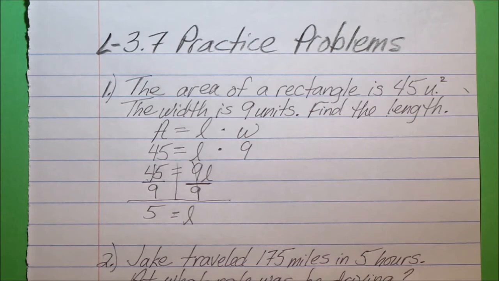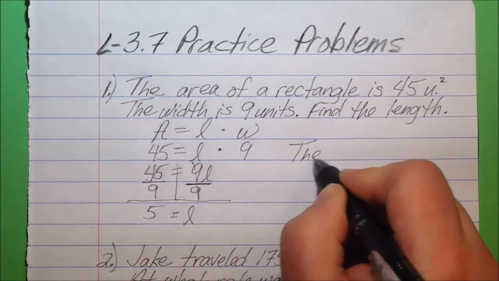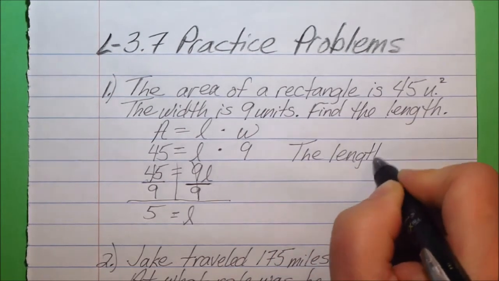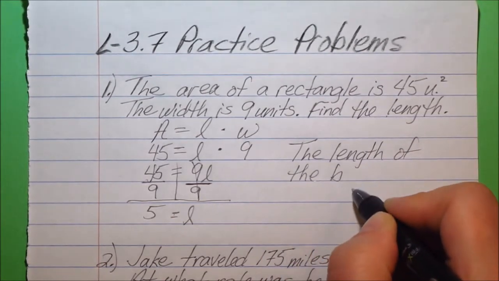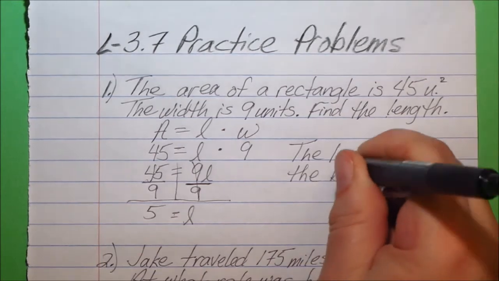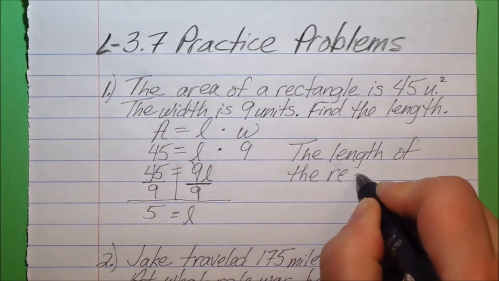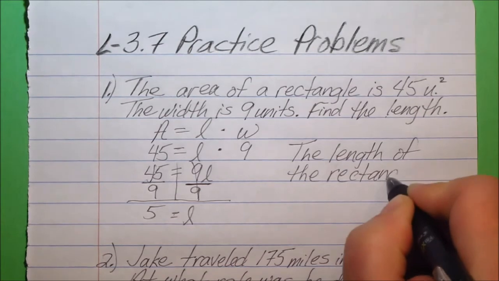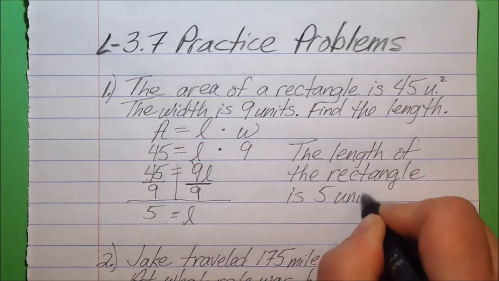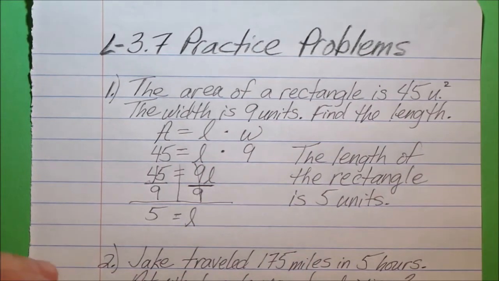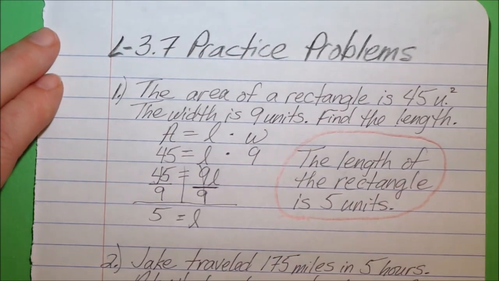My last step, my fifth step, is to write my answer sentence. So over here, I will write the length of the box. Oh, I keep saying box. It's rectangle. Oops. The length of the rectangle is 5 units. All right, that's my answer. The length of the rectangle is 5 units. And that's how we work those out.